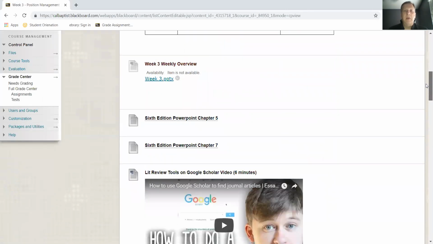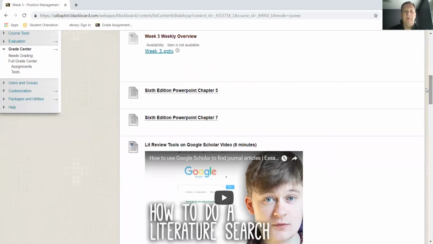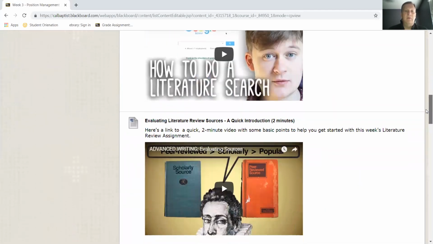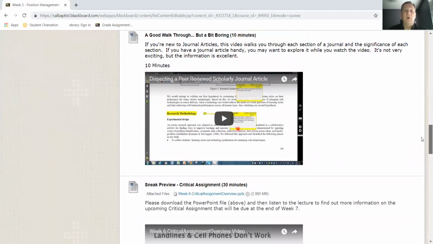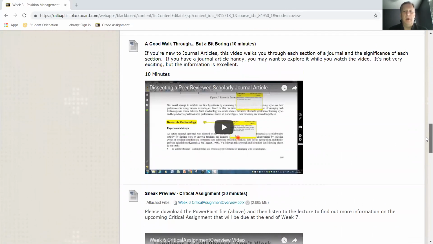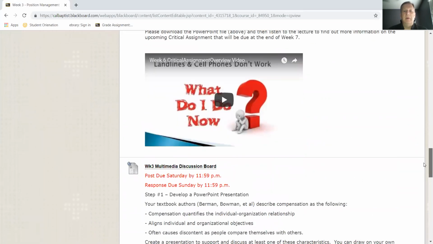So I've got your PowerPoint slides up there again, as always, for the previous version of the textbook as well as for the newest version, to give you the flexibility to use either version that you are comfortable with. As I said, the literature review video is there for you, a couple of those. Also one on how you annotate peer-reviewed scholarly journal articles, which you'll be working on this week, and then a real quick preview of the critical assignment as well.